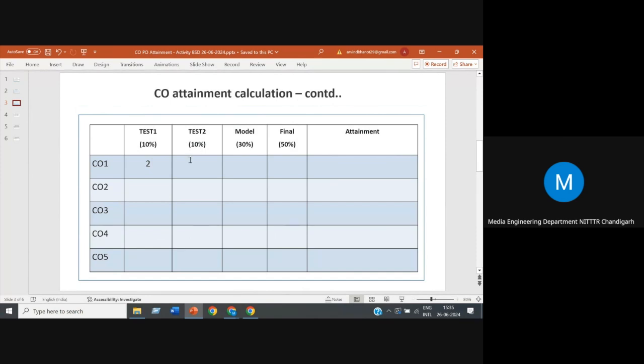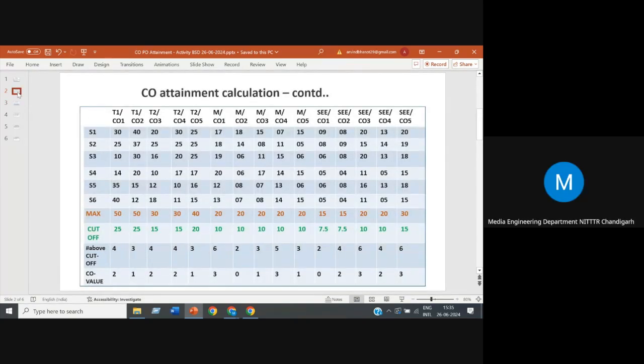Okay, so what is CO1 attainment from test 2? Anyone? CO1 attainment from test 2. 3. It's 3. Okay, any other answer? Sir, can you please go back? I will take screenshots. Yes, please take a screenshot of this. Okay, sir.